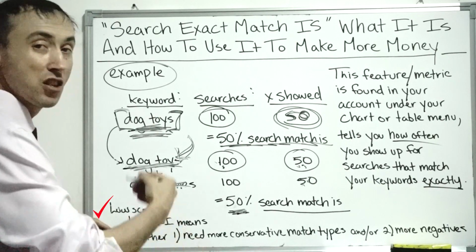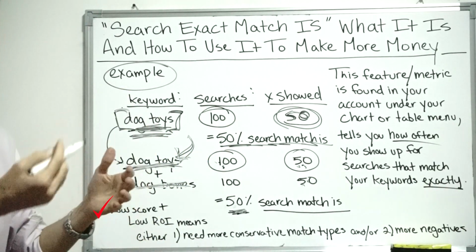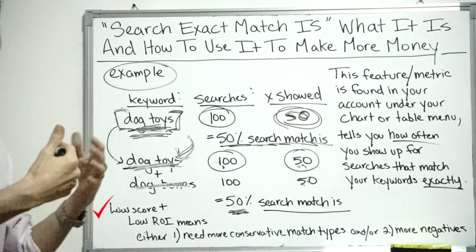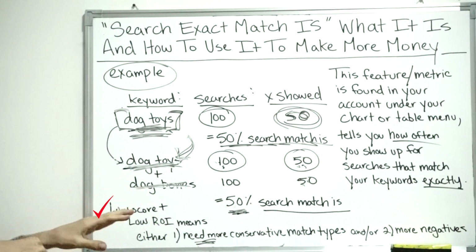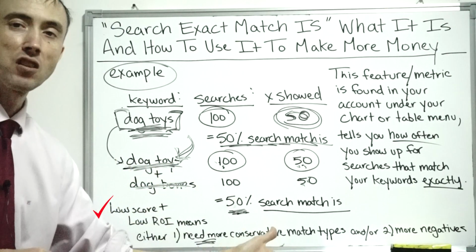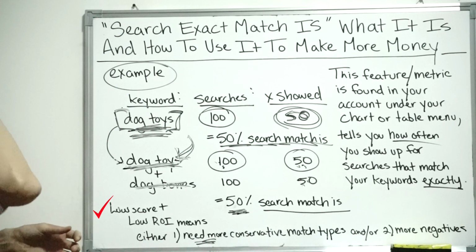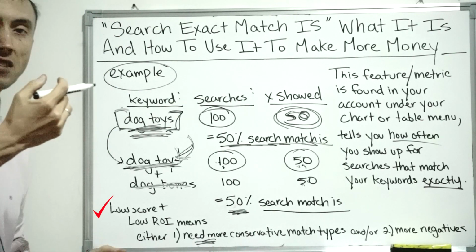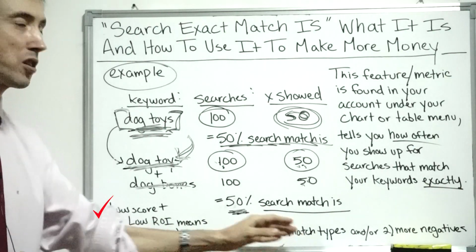Either way, to get your ROI up and make your campaign profitable. Maybe you're happy with the ROI and you do nothing, but if you want higher ROI, you could take the keyword that you're bidding on, or the campaign if you're looking at this at the campaign level, and change the match types to a more conservative match type.